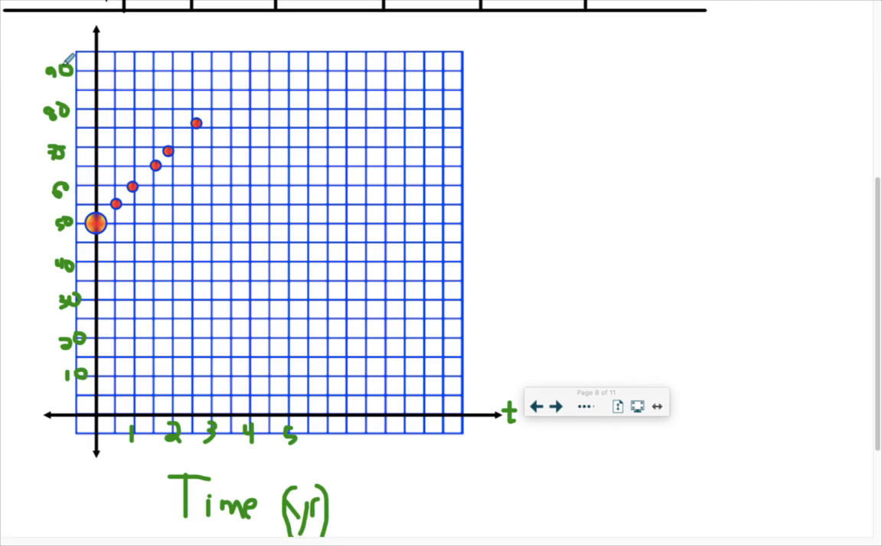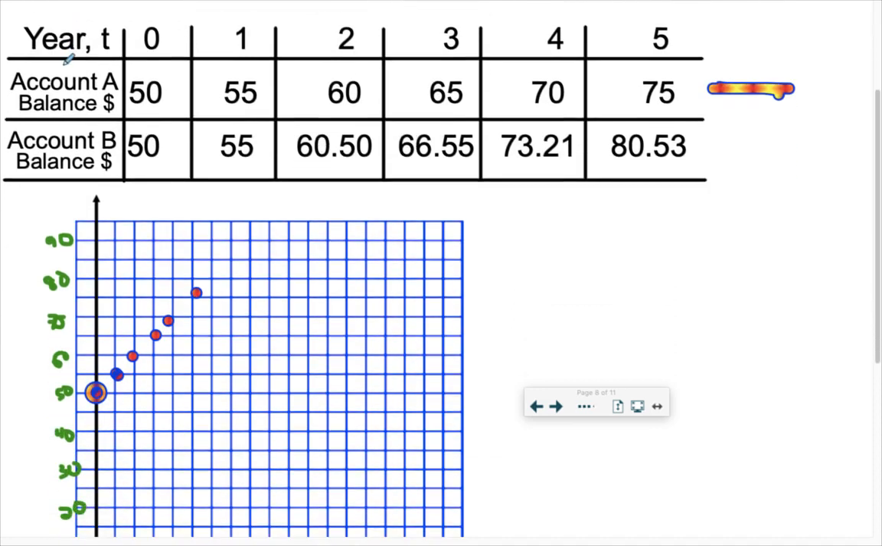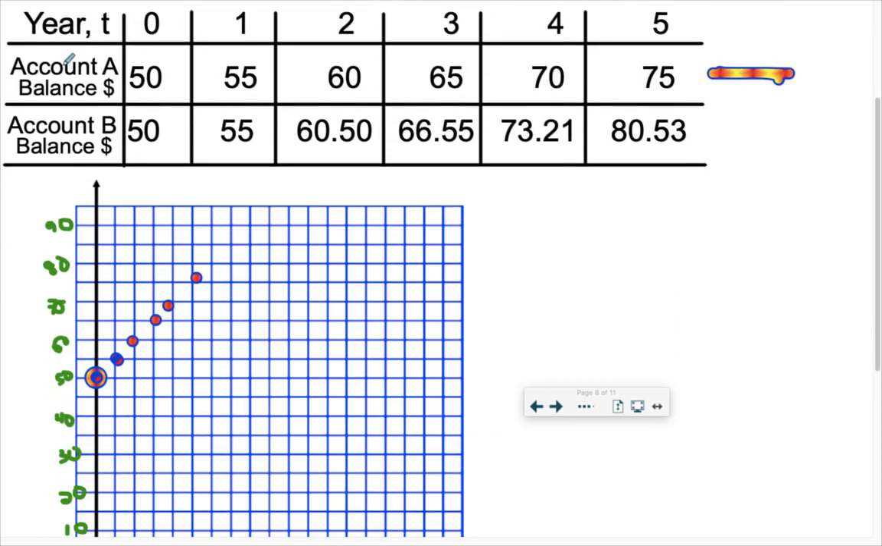From there then, that was graph A. So again, I'll put that up here as a little marker note for us. Then down here, that's graph B. So here we go. Graphing B, it also starts at 0 and 50, and then hits 1 and 55, but now it's a little bit higher than that. It's 60 and a half, or 60.50. So I'm going to go just a little bit above that. Then it's 66, so again, a little bit more above it. 73, and then it's up here at 80.